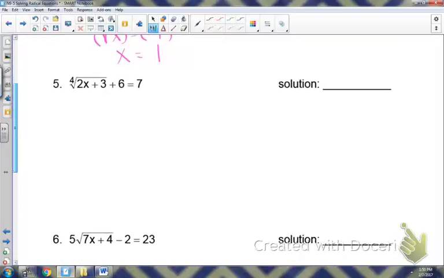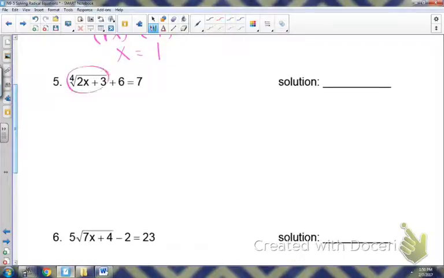Alright, 5, your radical is the 4th root of 2x plus 3. So the 6 is not circled, which means we need to move it before we can get rid of the radical. So subtract 6 on both sides. You have the 4th root of 2x plus 3 equals 1. Since now I have my radical by itself, I need to get rid of the radical. So I'm taking the 4th root, which means we would need to do the opposite, which would be to raise it to the 4th power.